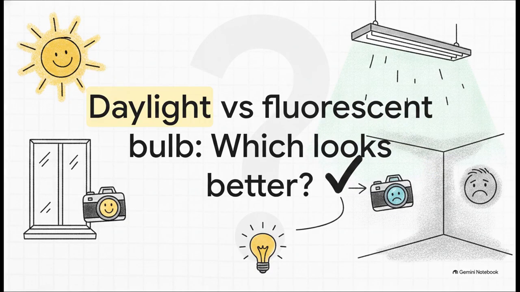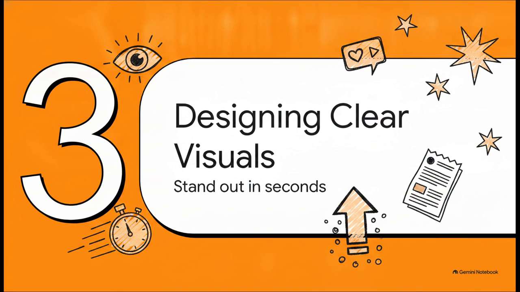In fact, I've got a quick challenge for you to test this out yourself today. Take a photo under one of those harsh fluorescent bulbs at night, and then take the exact same photo near a window during the day. Put them side by side. I guarantee it, the daylight photo will look sharper, brighter, and incredibly professional, even if you're using an older phone. So what's the golden rule? Always, always make sure your light source is shining towards your subject, never from behind it. All right, let's roll right into step 3, designing clear visuals.